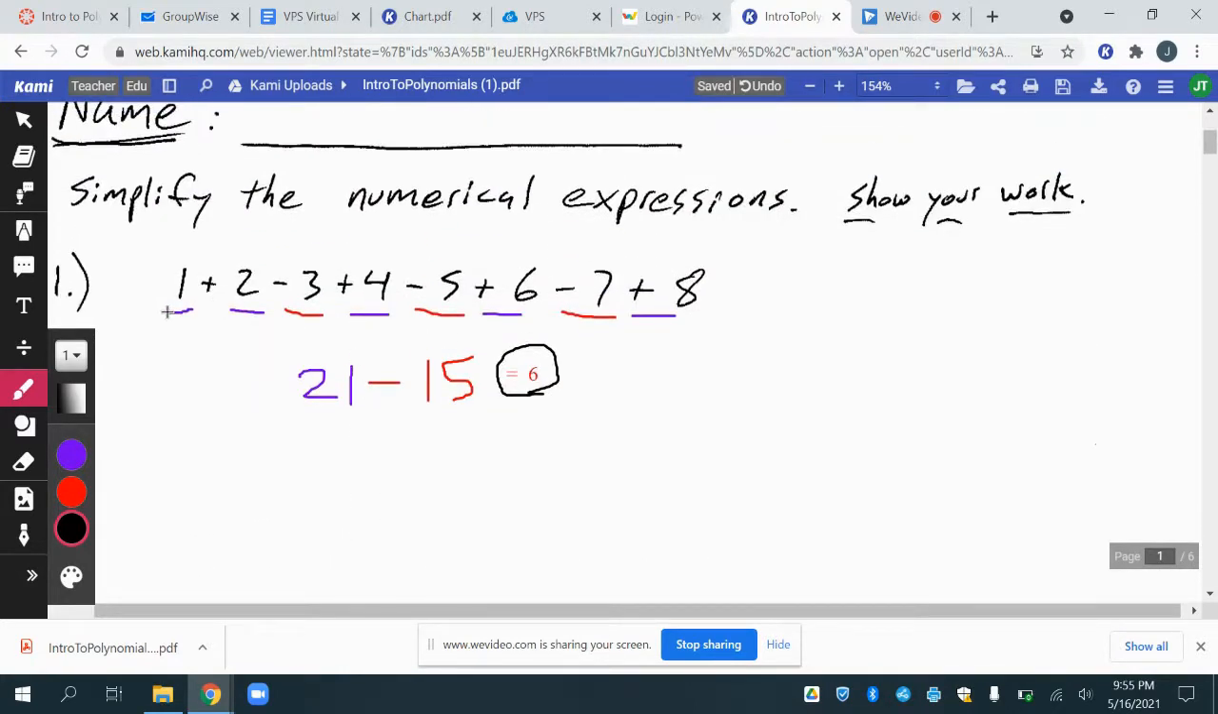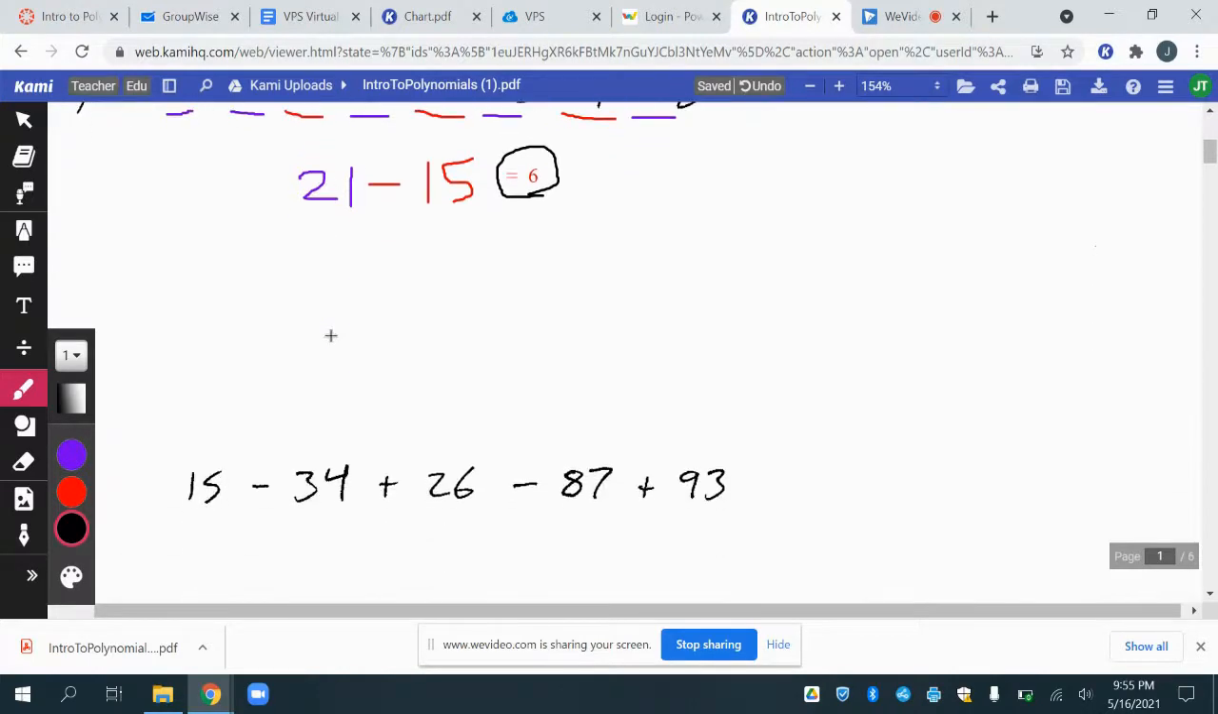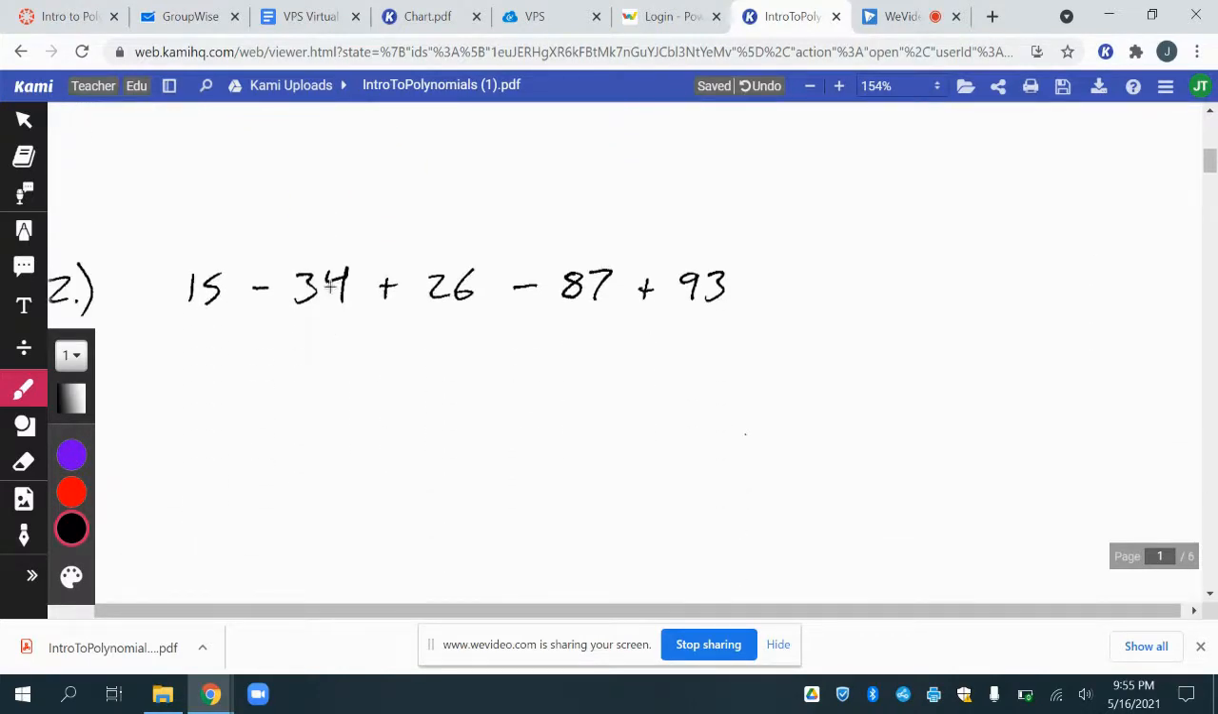You can put squares around some of them and circles around others if you're doing it by hand. There are lots of ways to do it, but if you're on Kami, you can color code it. So this one right here, I could do this any number of ways. I could take a look at 87 and 93. Let's see, that's just 6 more, right? From 87 up to 93, so that's just going to be 6.